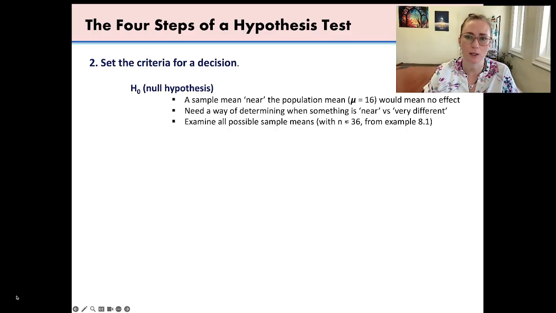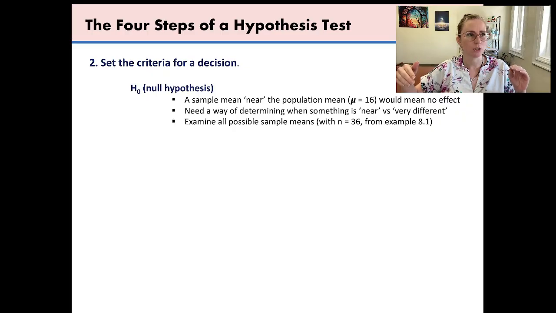So we need a way of determining when something is near versus very different when we look at a distribution, the distribution of sample means, where if we are in that middle 95%, then you are no different than that null hypothesis. But if we're on the very, very edge of it, meaning we're on the extremes, then that means we are very different from the null hypothesis. It means we have more evidence to support the alternative hypothesis.